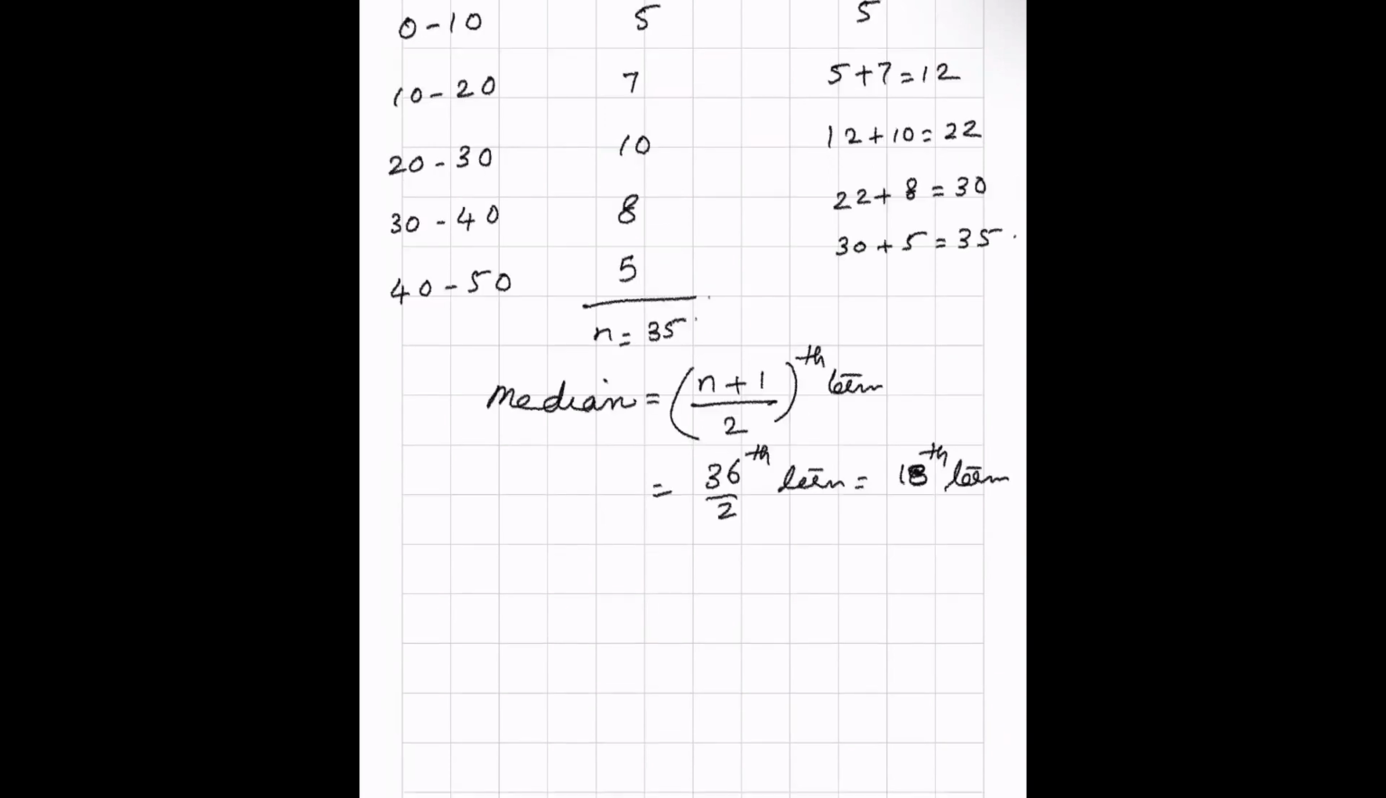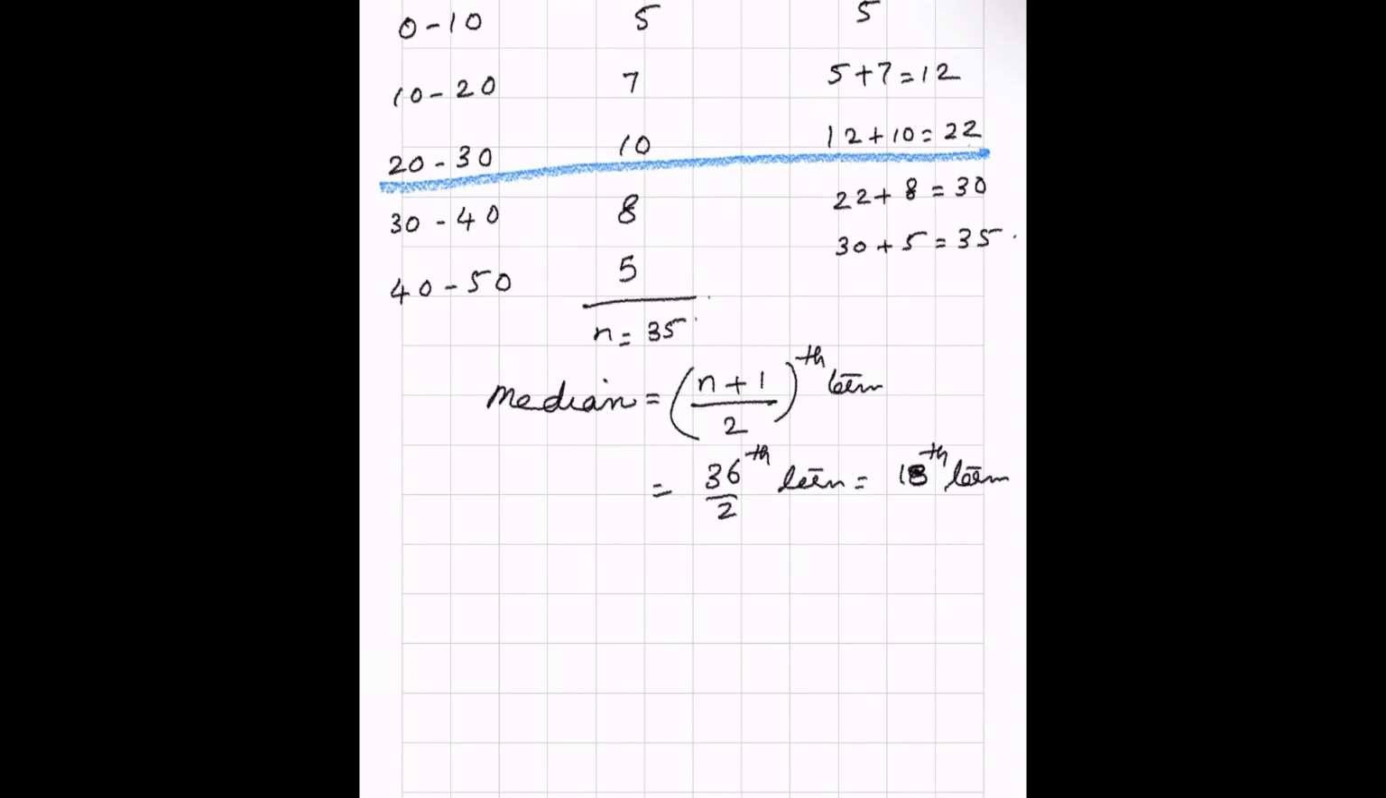So here, the 18th term, how do you pick it up? In which class is this 18th term lying? Can you guess? 20 to 30, that's correct. Because it's already, see, 22 is lying here. You want the 18th term, so the 18th term is lying between 20 and 30.